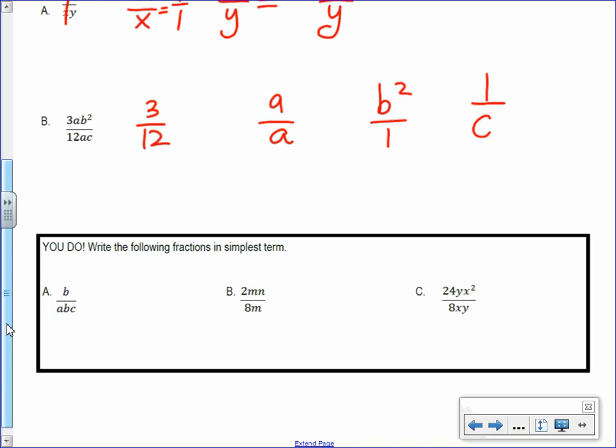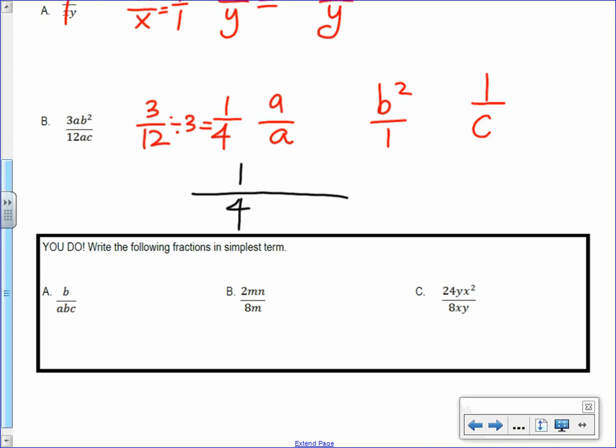So, I do the fraction part first. What is the greatest common factor of 3 and 12? 3. 3 divided by 3 is 1. 12 divided by 3 is 4. So I'm down to 1/4 there. That's as simple as that part can go. So I do 1/4. And I'm going to add to it as we go. So on top I have 1, on the bottom I have 4 right now.